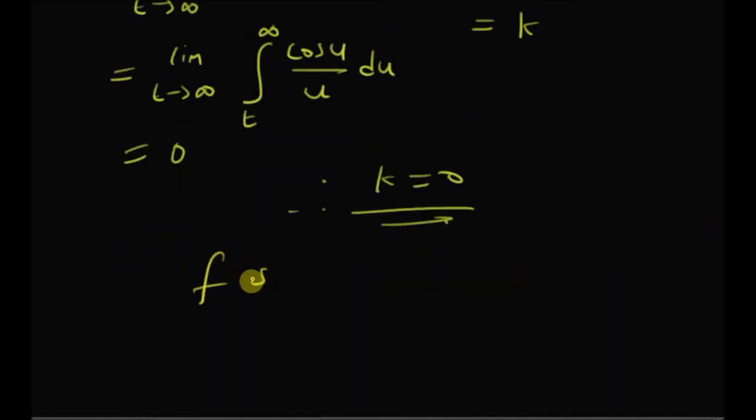Hence, F of s is equal to 1 by 2s times logarithm of s square plus 1. That is, the Laplace transform of the cosine integral is given by 1 by 2s times logarithm of s square plus 1.